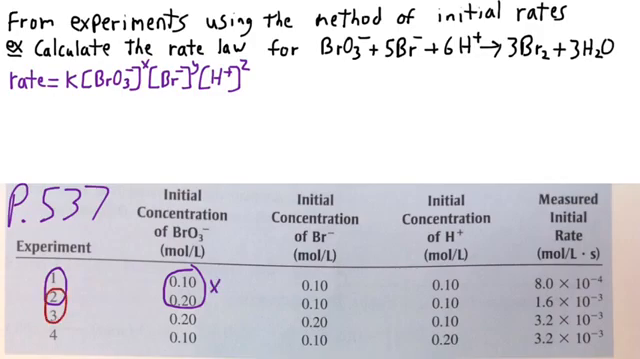So then let's look at 2 and 3. So we can see in 2 and 3, bromate is constant, H plus is constant, and bromide is doubling. So that'll give us y. So when bromide doubles, then the rate is also doubling, 1.6 times 10 to the negative third to 3.2 times 10 to the negative third. So that means that the reactant order for bromide is also 1.